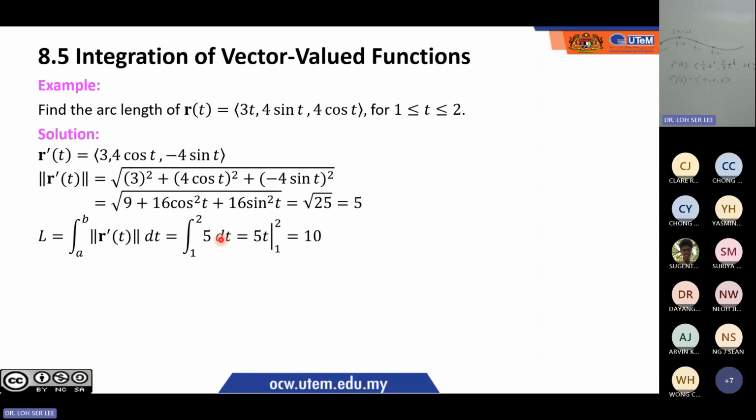Now we look at the second example. Here, we will get r prime first, differentiating with respect to t, and then we compute the magnitude. You square every single component function and sum them up in the square root. Simplify, you get 5. Now you get 5, meaning that we will integrate 5 from 1 up to 2 with respect to t.